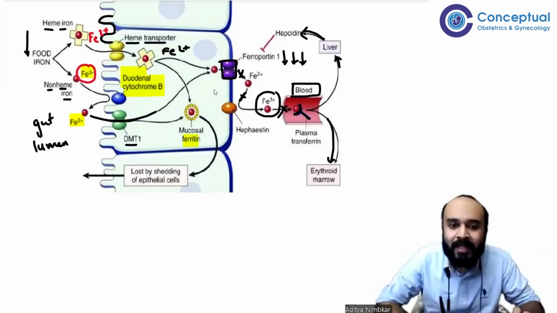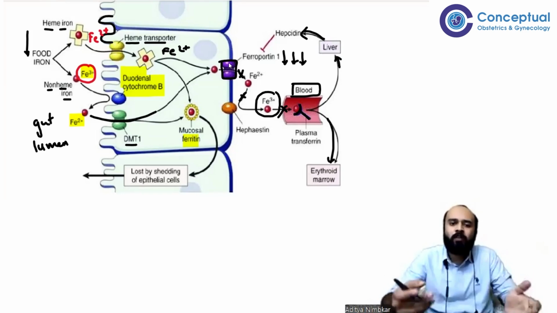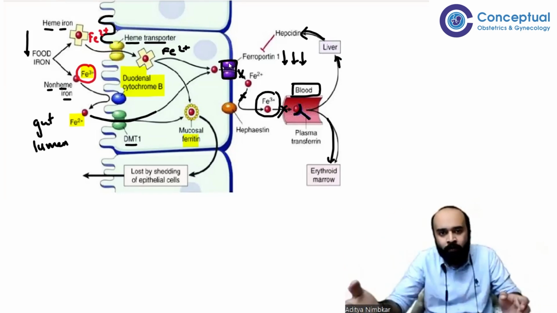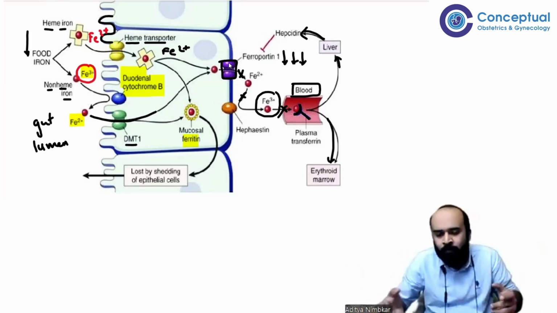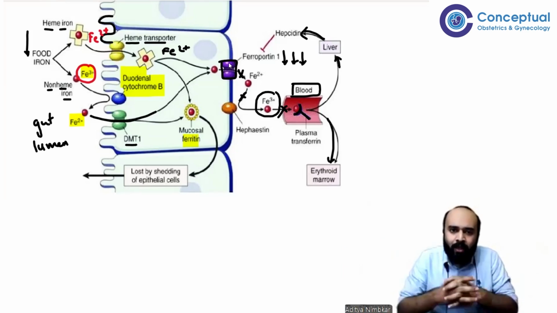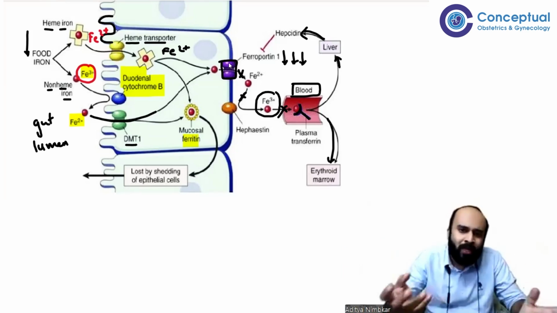These lumen cells have a life of 2 to 3 days and they shed off every 2 to 3 days. Just like your hair can shed off after a few days, your skin का cells can shed off after a few days, epidermis का, वैसे ही gut के lumen के cells shed off every 2 to 3 days, उनका life span उतना ही है.